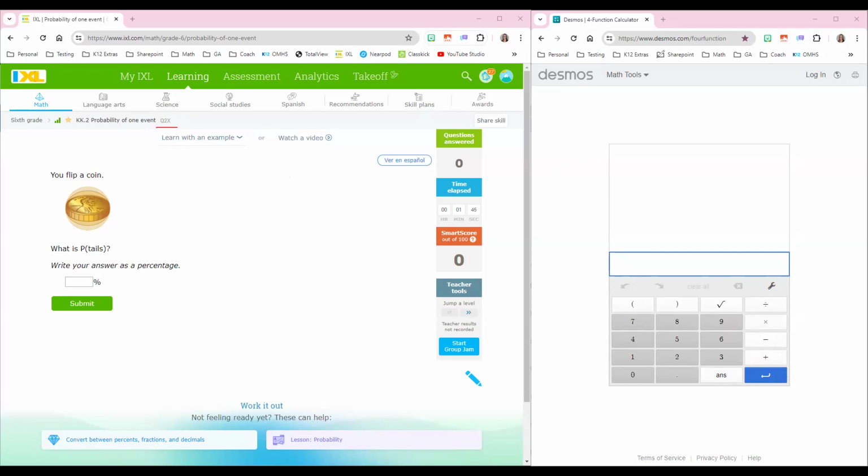All right, so our first question here says you flip a coin, and it gives us a nice little picture, and it says what is P?